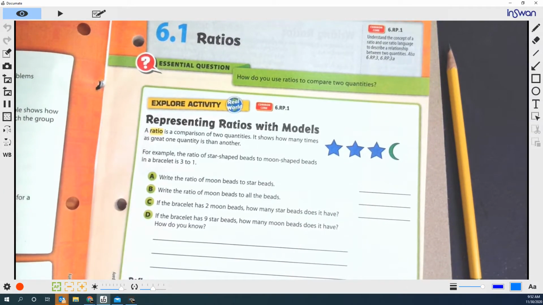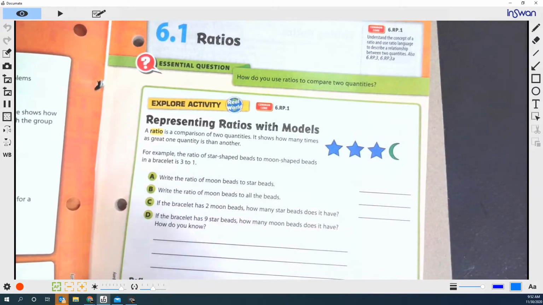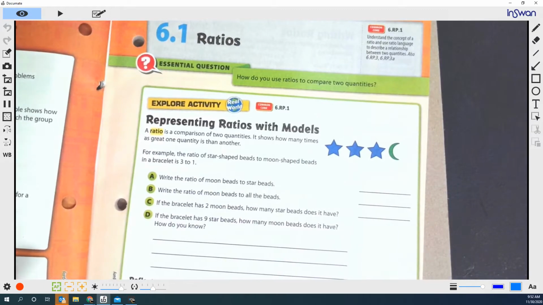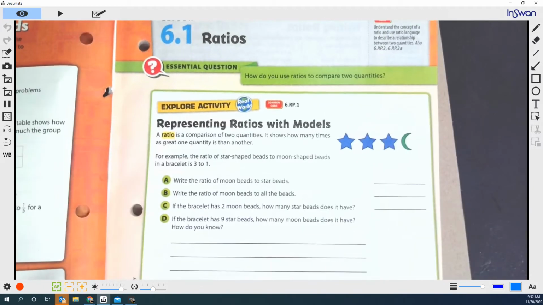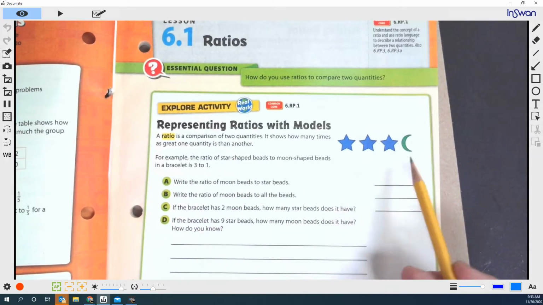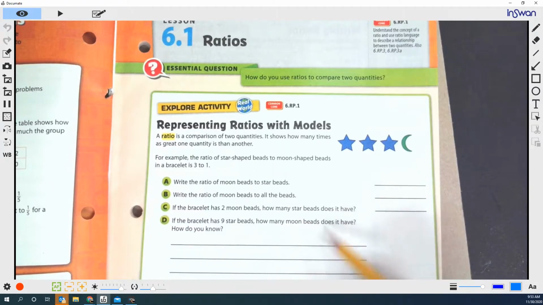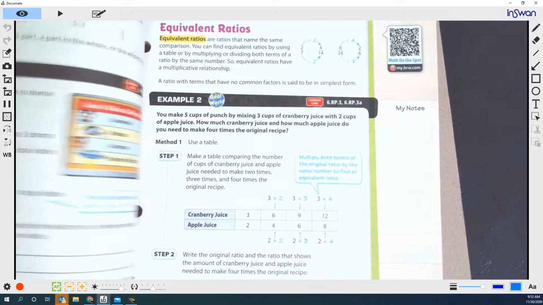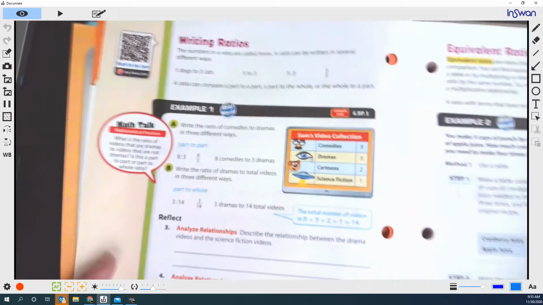When we talk about ratios, basically we're just using a ratio to compare two quantities. And the numbers of a ratio are called terms. When you look at writing ratios, that ratio is a comparison of two quantities, like stars to moons. And it can be written several ways. I'm going to skip over and cheat ahead a little bit.